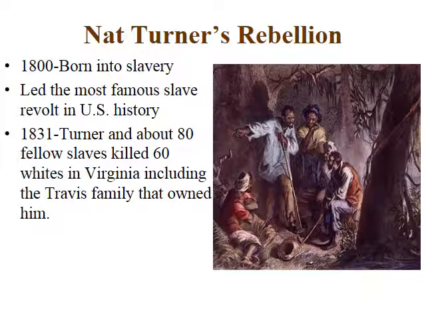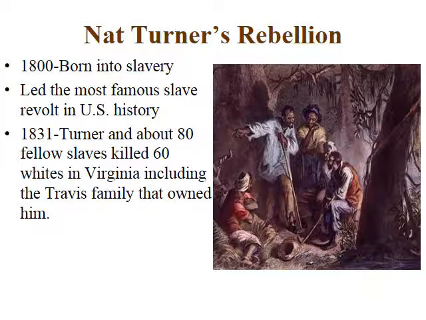So I told you, your book really doesn't want to talk about the Nat Turner Rebellion. Well, tough luck for your book. I'm talking about the Nat Turner Rebellion because I like it. Here's his story. He's born in about 1800. We don't know for sure. He's a slave.